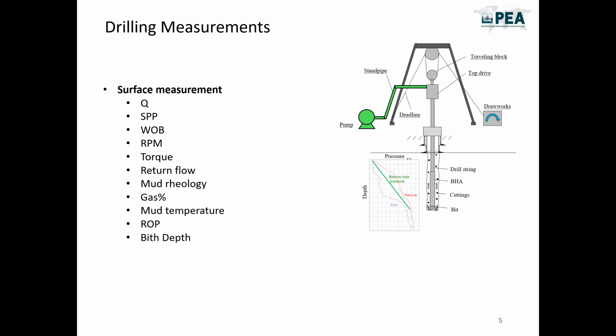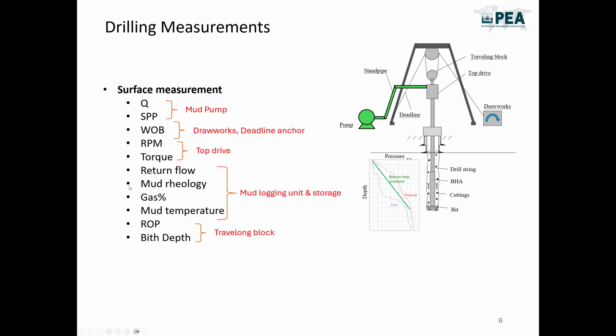Sometimes even collecting these parameters on the surface is not that accurate. Imagine that you collect data which is not that accurate, and then you use that data to do calculations with respect to the downhole. How would be the accuracy of the operation? As an example, you can see where some of these parameters are collected from: flow rate and standpipe pressure from the mud pumps, weight on bit from drawworks and deadline anchor, RPM and torque from the top drive, mud rheology and return flow from the mud logging unit and storage, and the ROP and bit depth from the traveling block.